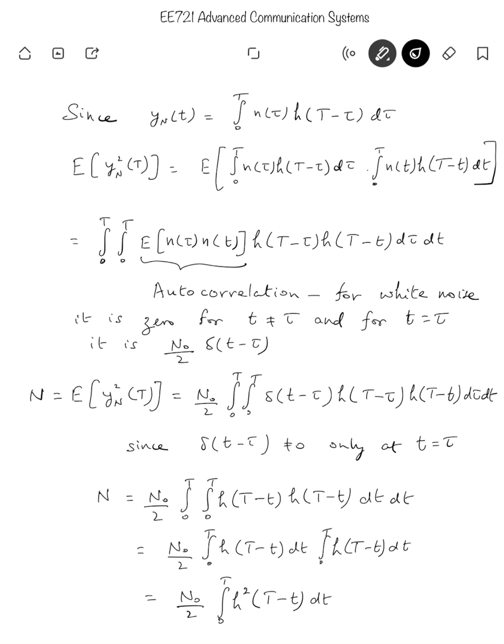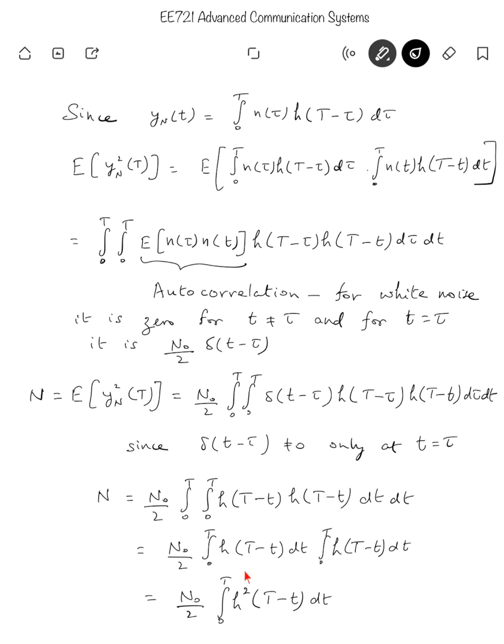So when you make small t equal to tau, that is delta of 0, that will be 1, and small t and tau are now equal. So the tau and t become the same now. So we have n naught by 2. This delta term is equal to 1 for t equal to tau. And then we have inside the integral h of t minus t. Because tau is t, h of t minus t as it is, right? And dt. So basically we can split this now into the two integrals.